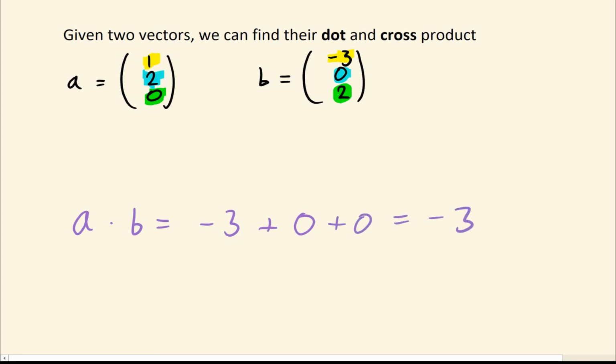And then we saw the really important thing, that if A dot B was 0, it meant the two vectors were perpendicular, or at right angles to one another.